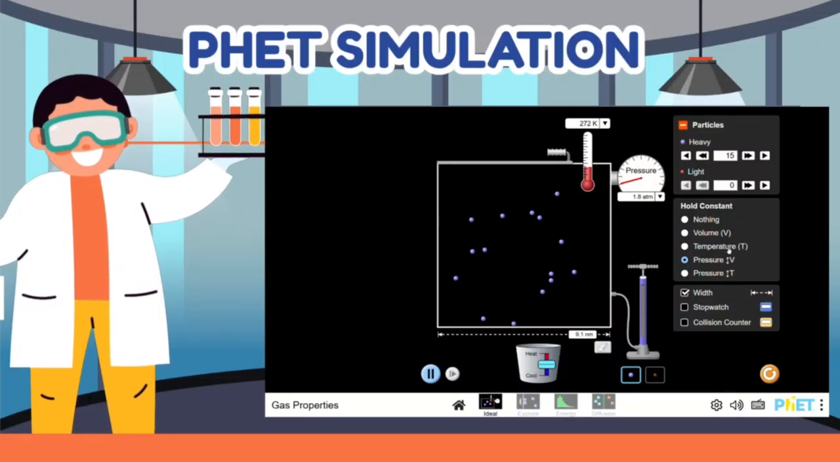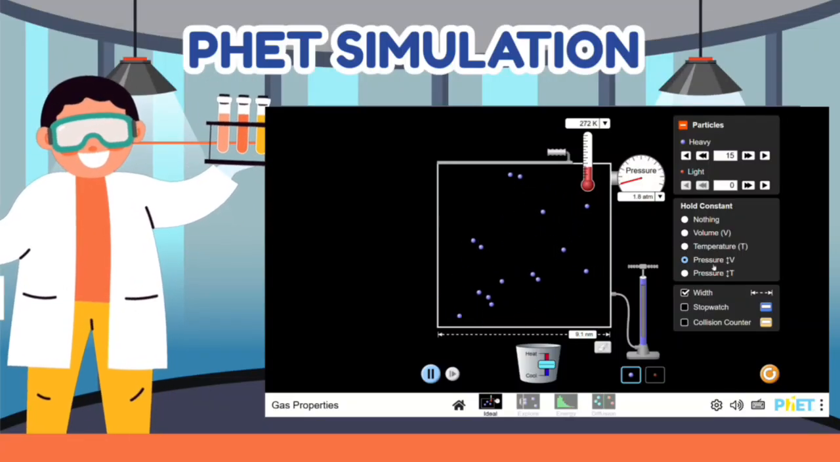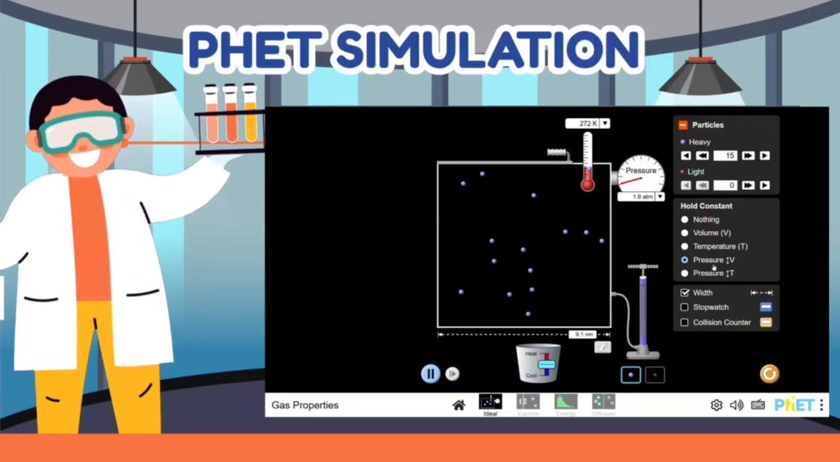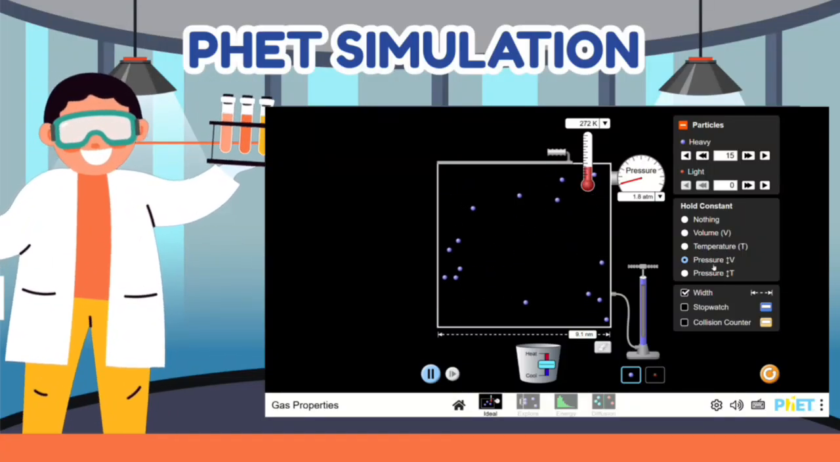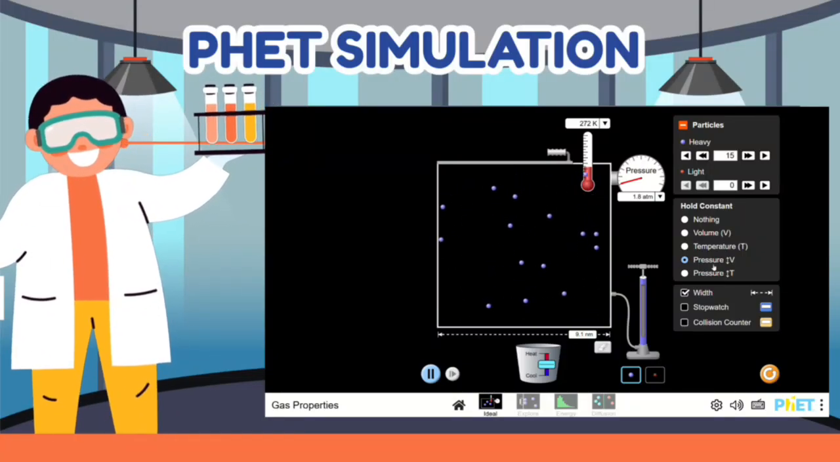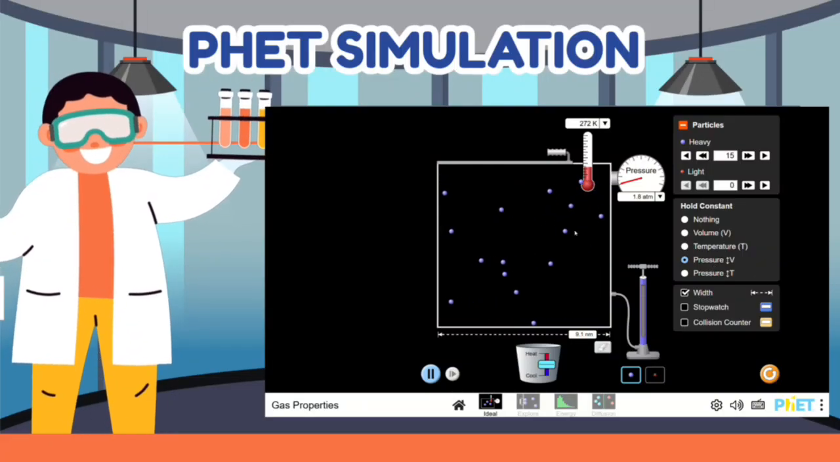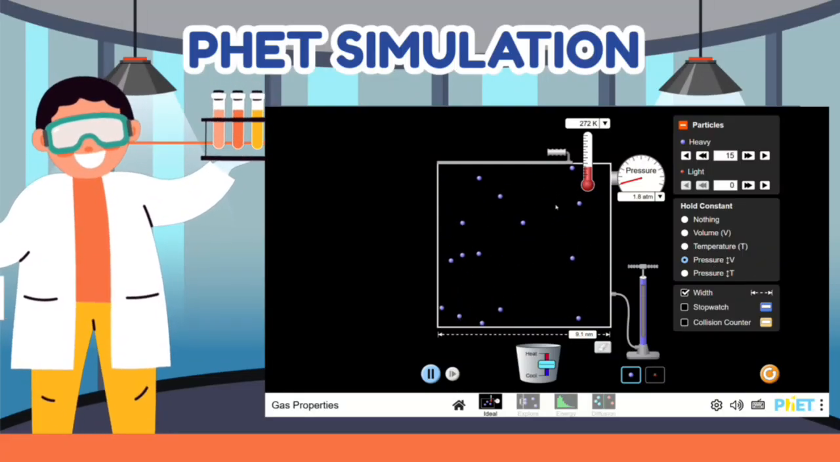This experiment successfully demonstrates that in Charles' law, while using the PhET gas property simulation, Charles' law statement is indeed directly proportional. As the temperature increases, the volume increases as well. And while the temperature decreases, the volume of the container decreases as well.